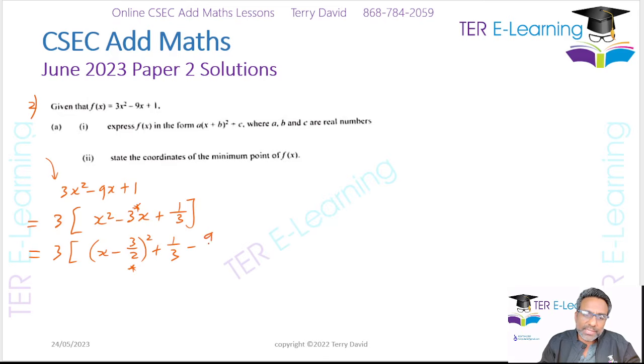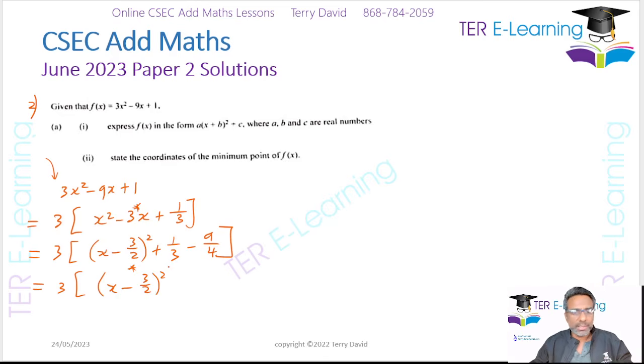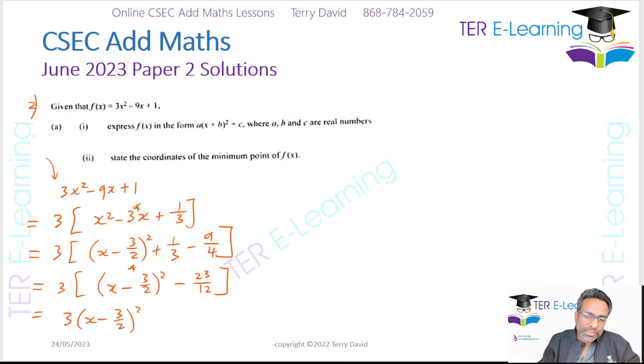So that's going to be 3 3s are 9 over 4. So this is going to be 3 open brackets x minus 3 over 2 squared, plus 1/3 minus 9 over 4. So that's minus 23 over 12. And the final thing we do here is multiply by 3. So this is going to be 3 open brackets x minus 3 over 2 squared minus 23 over 4.